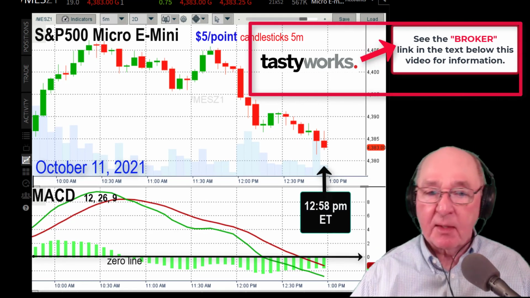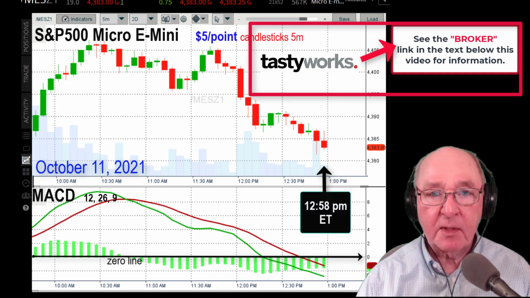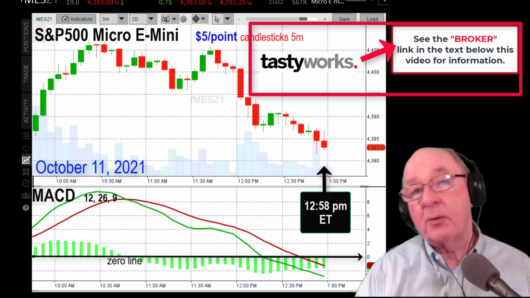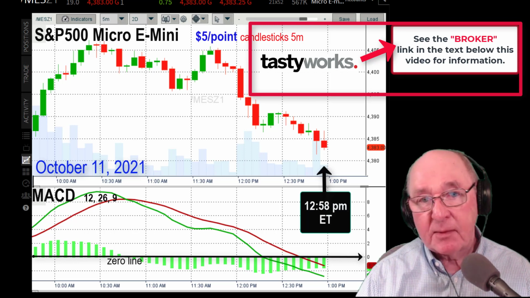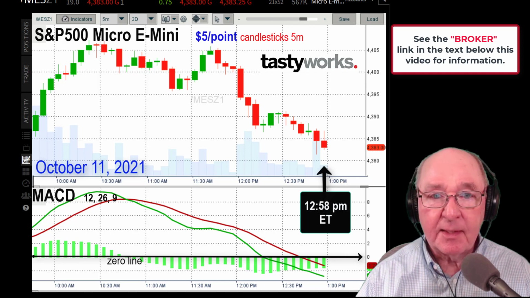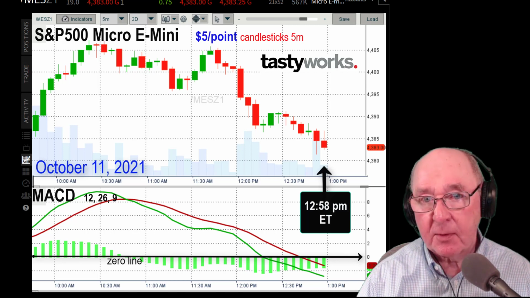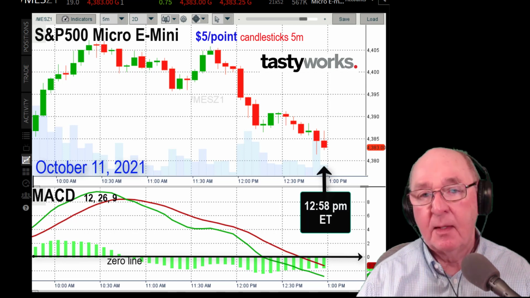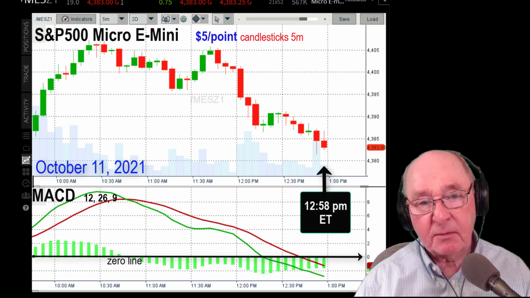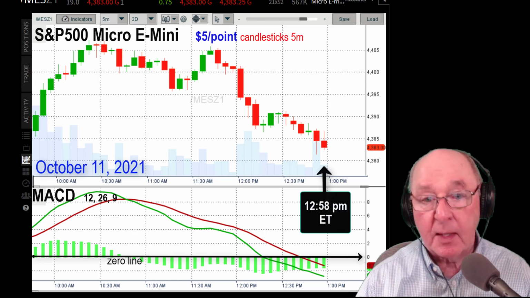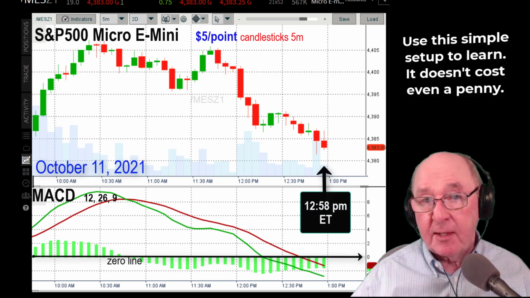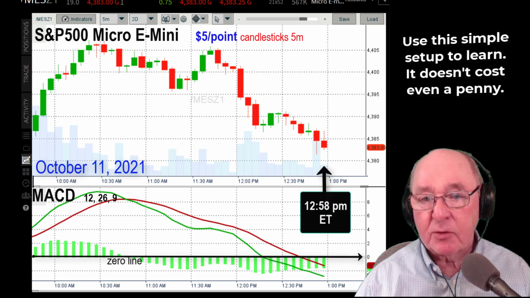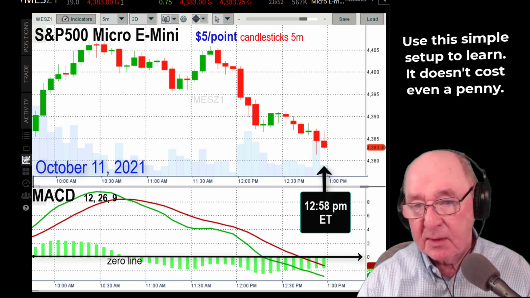Now, today, the trade's on October 11th, 2021. I'm going to be selling 2 of the S&P 500 Micro E-minis. Each contract is $5 a point, so I'll be trading at $10 a point. 5-minute candlesticks, the standard default MACD configuration. Now you see, 12:58 p.m. is when I began this trade, 2 minutes before 1 o'clock Eastern Time.